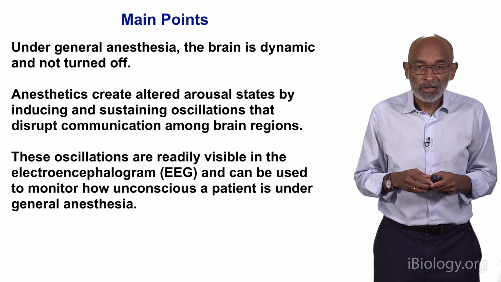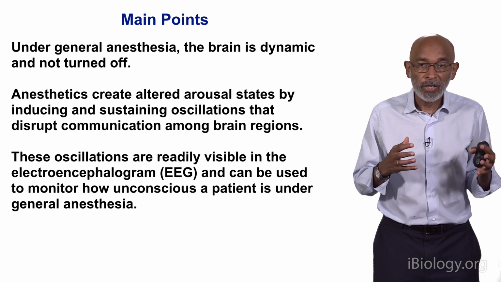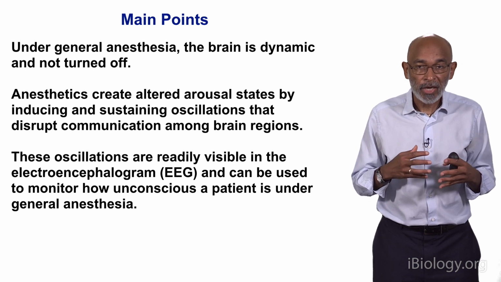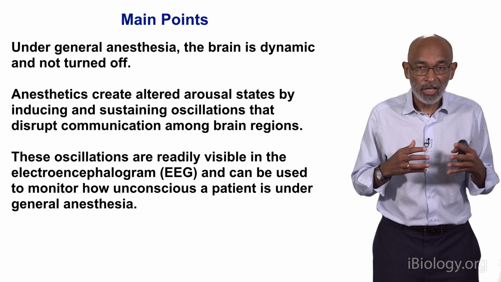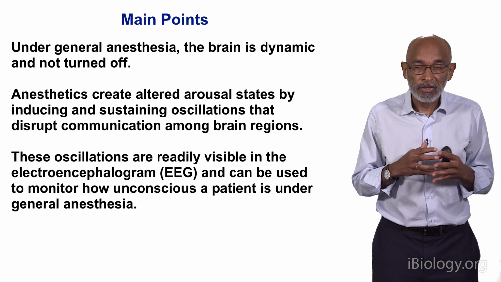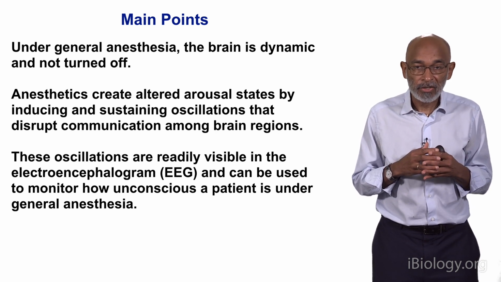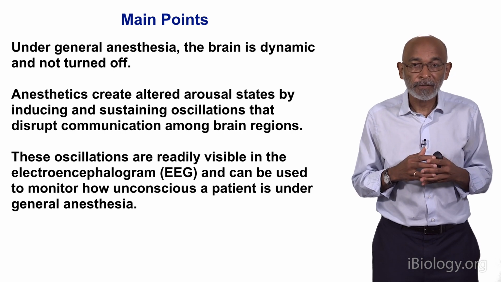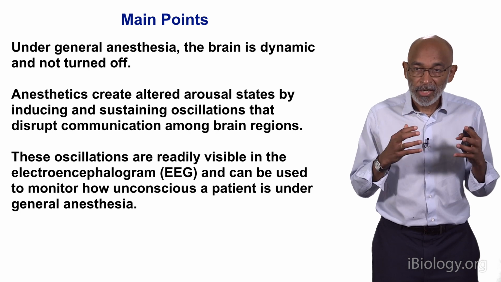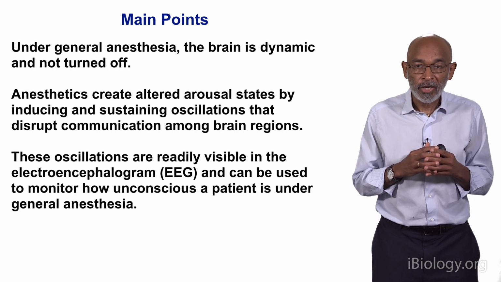And as I've shown you, these oscillations are readily visible on the electroencephalogram, so it suggests that we have a way of monitoring patients under anesthesia so we can know how unconscious they are. We can decide if we need to give more or less of an anesthetic. And I think this is a very important practice which could make the use of these anesthetics even safer today. So I want to thank you for listening, and in the next segment I'm going to take you even further into the world of the dynamics of the brain under anesthesia.